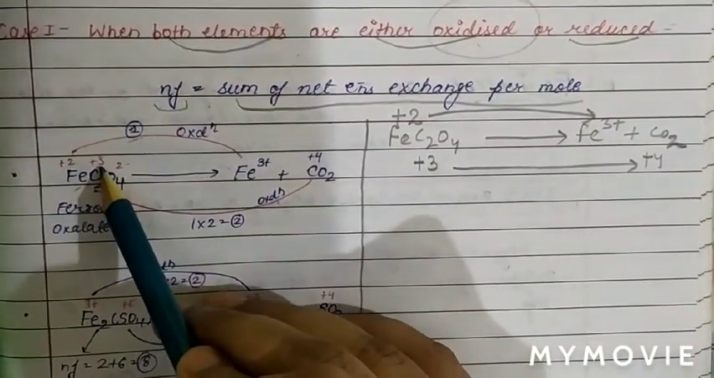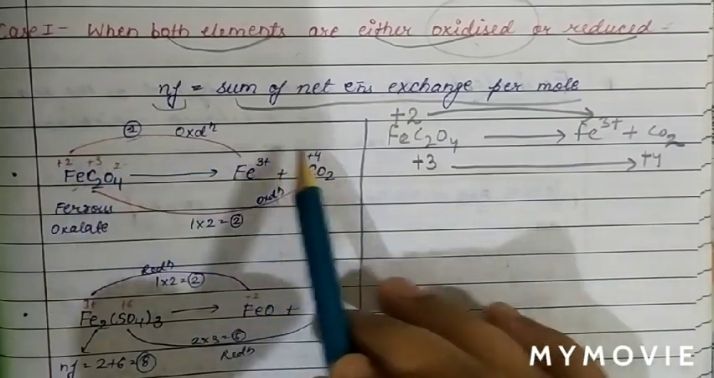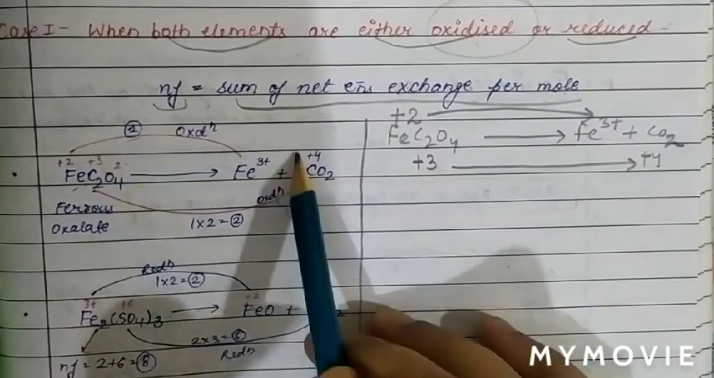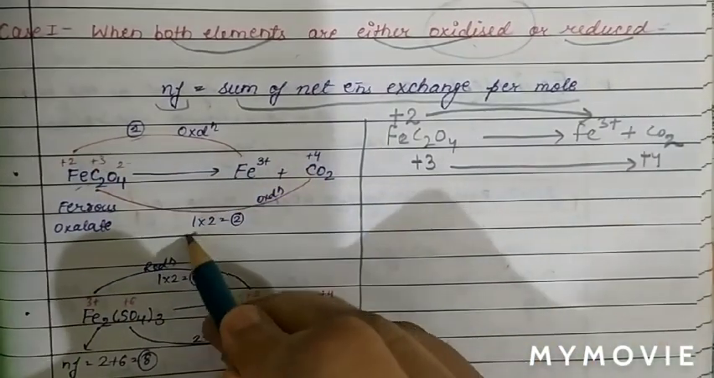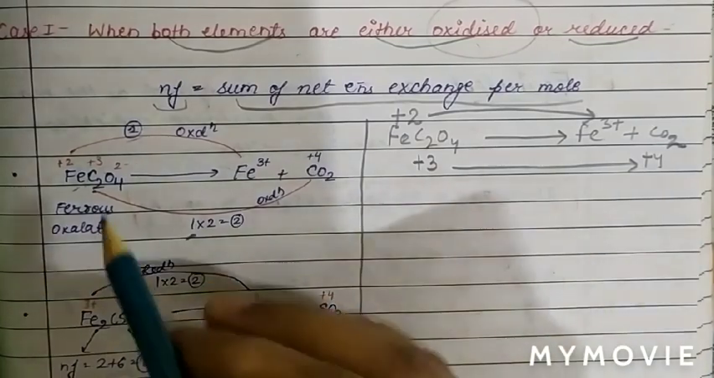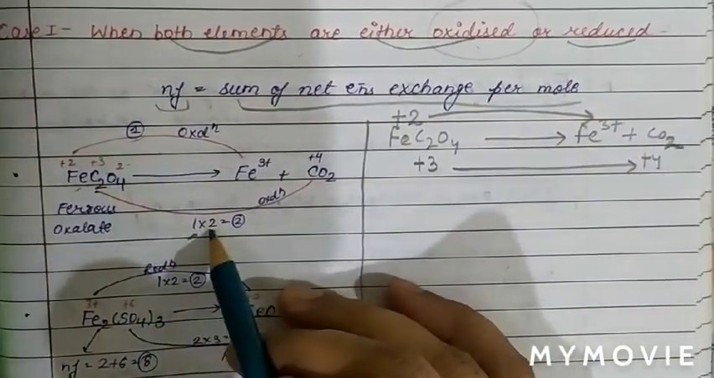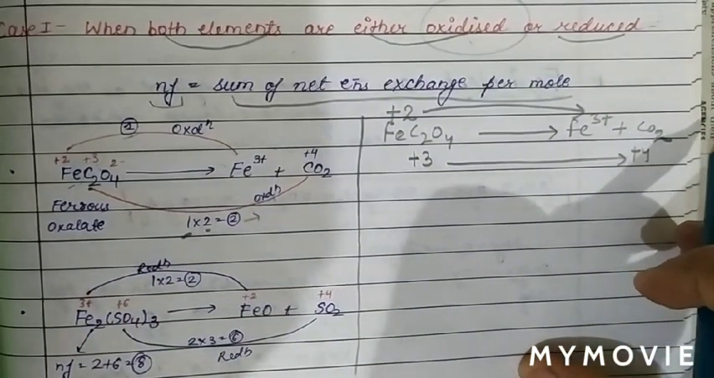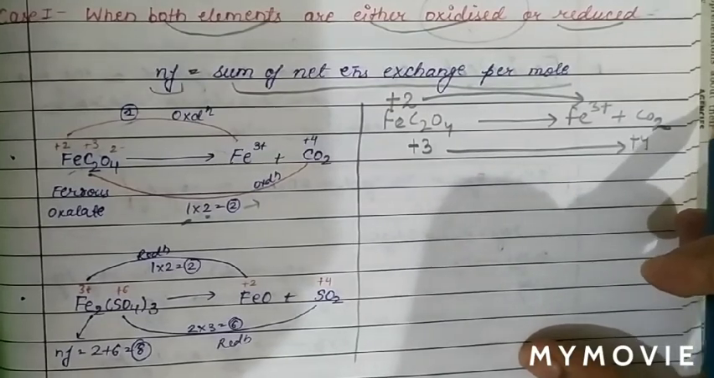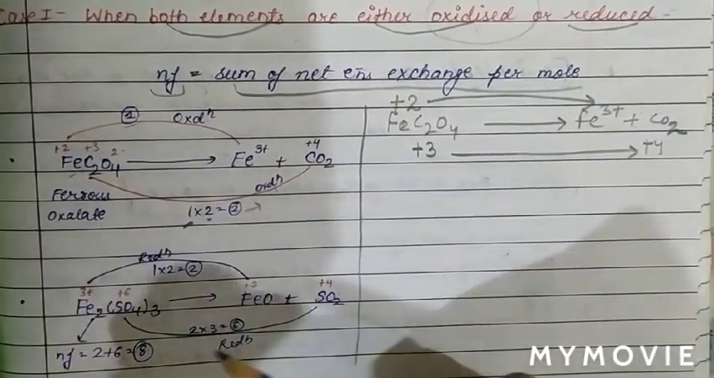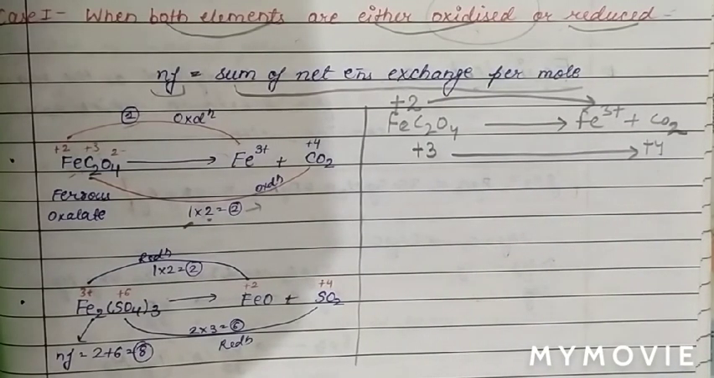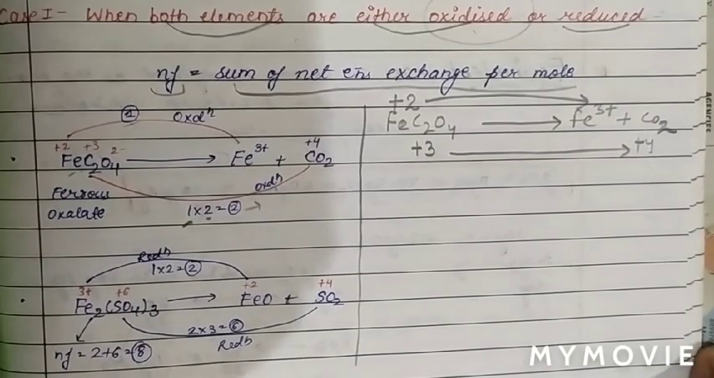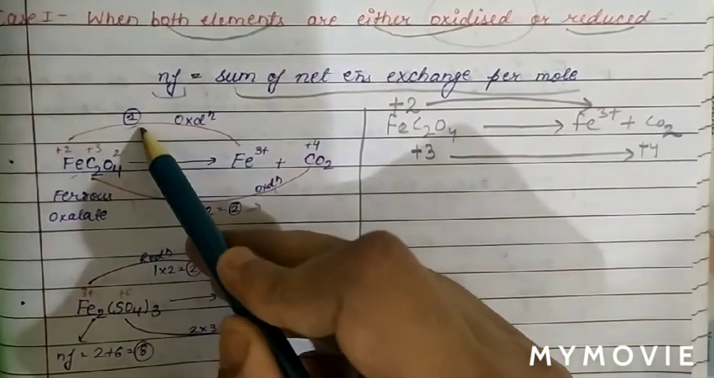As we can see, in this reaction both iron and carbon are oxidized. So the n factor in this reaction is the sum of electrons exchanged per mole. The n factor in this case will be n1 plus n2 because both are oxidized. n1 we calculated for iron is 1, and n2 for carbon: for one atom the change of oxidation number is 1, for two atoms it is 2. So n1 plus n2, 1 plus 2, the n factor of this reaction is 3.